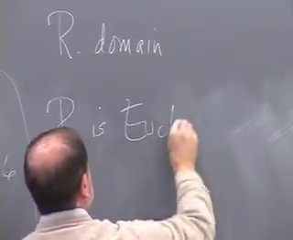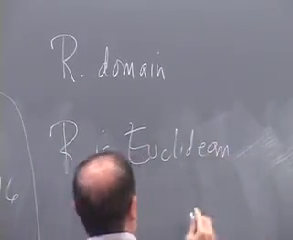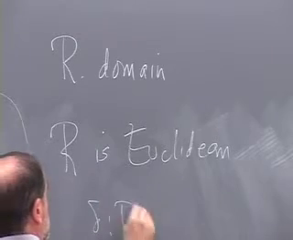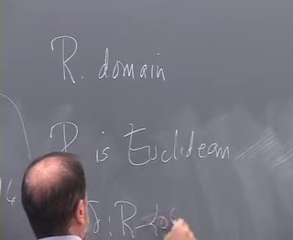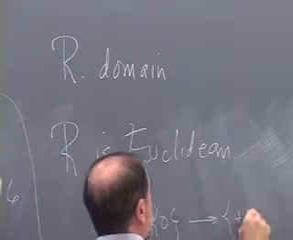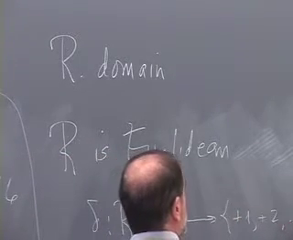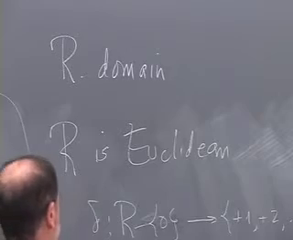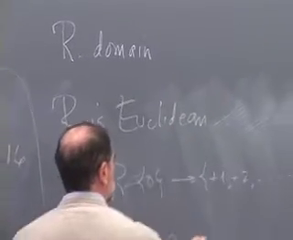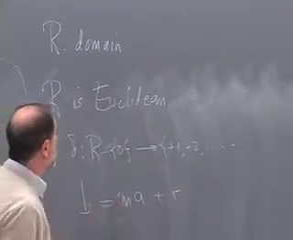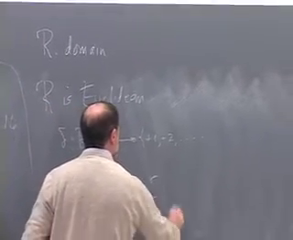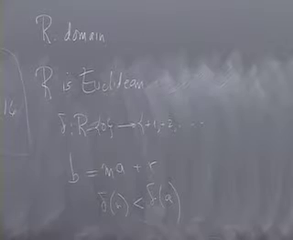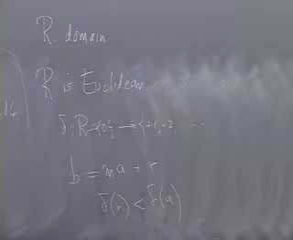That R is Euclidean, which meant we had a size function, delta, from R minus 0 to the positive integers, so that you could always do a division of B by A so that delta of the remainder was less than delta of A, so that we had a Euclidean algorithm in the ring.